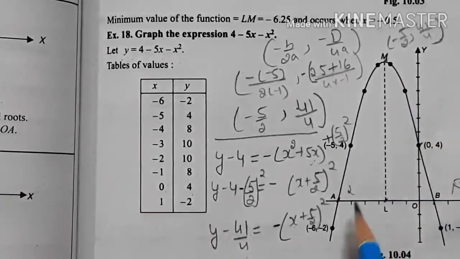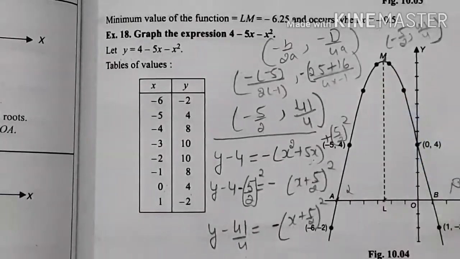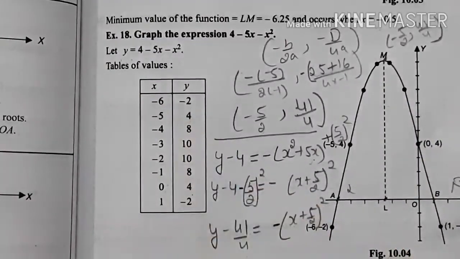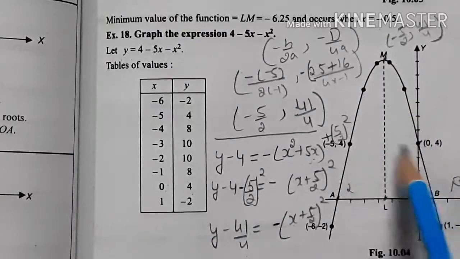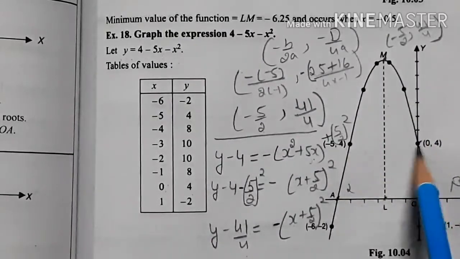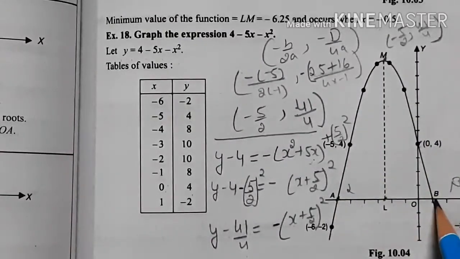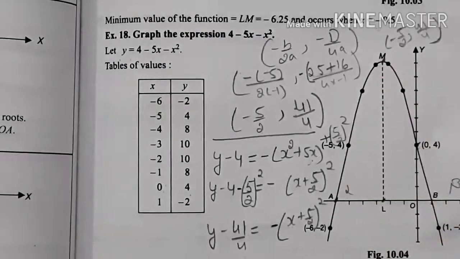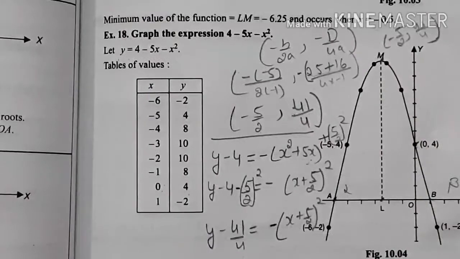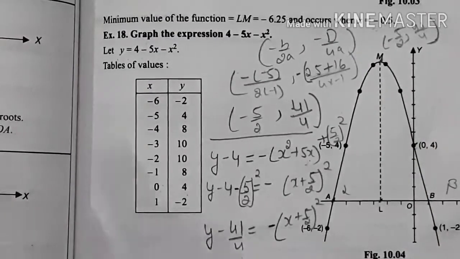And I think 5 points is enough. No need to find more points here. If you got the vertex point, and the 2 points, one lying on the y-axis, and this is your alpha beta, then you have to draw the freehand curve. So that is your downward parabola.